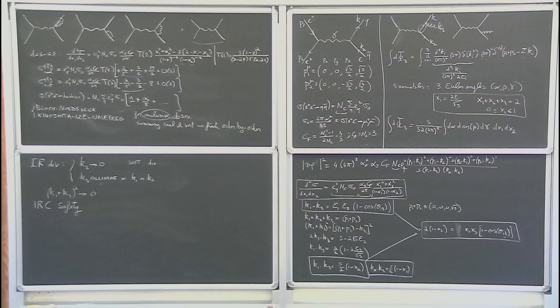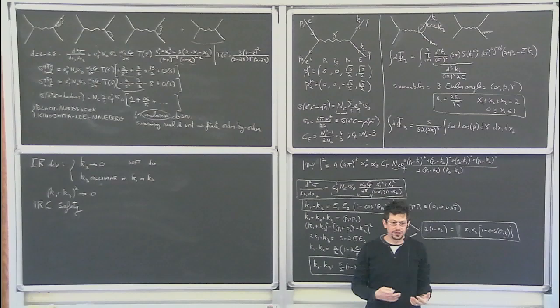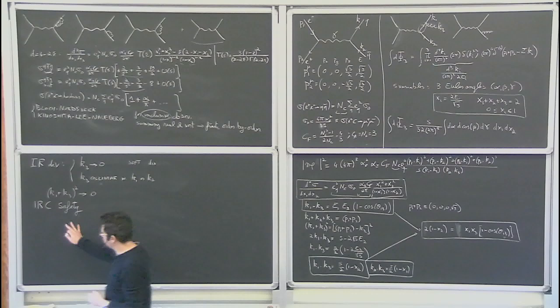For this, essentially, you need to go back and ensure that what KLN was guaranteeing you is still valid. And what does KLN guarantee? It guarantees that if you sum real and virtual, all infrared divergences cancel. So infrared and collinear safety is essentially a set of requirements that tells you that infrared divergences will cancel in your observable order by order in perturbation theory.